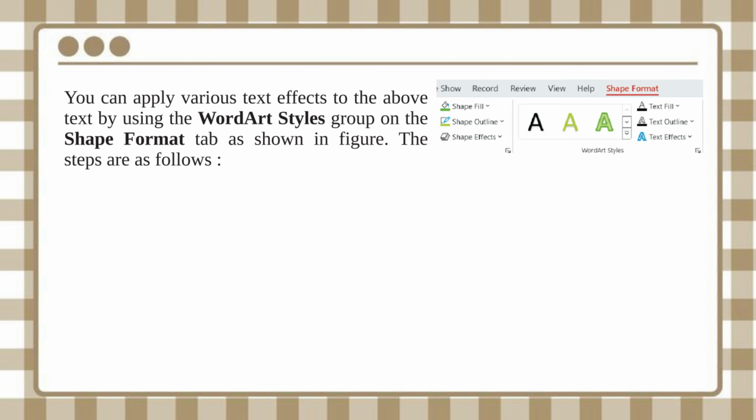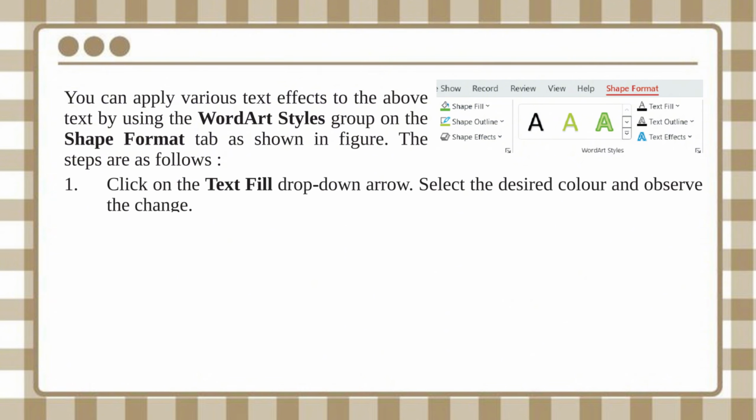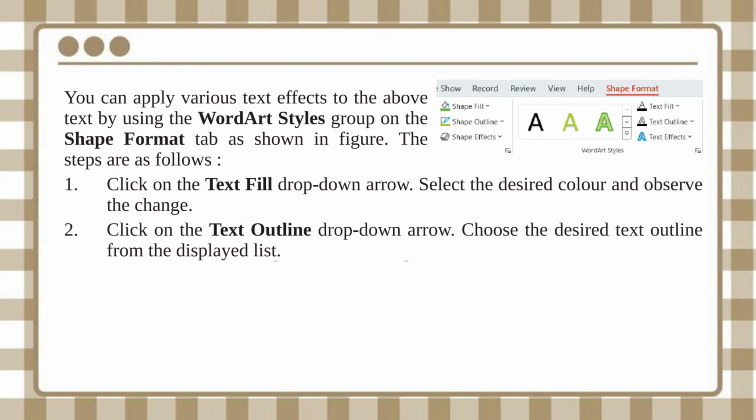You can apply various text effects to the above text by using the WordArt Styles group on the Shape Format tab as shown in the figure. The steps are as follows. 1. Click on the Text Fill drop-down arrow. Select the desired color and observe the change. 2. Click on the Text Outline drop-down arrow. Choose the desired text outline from the displayed list.